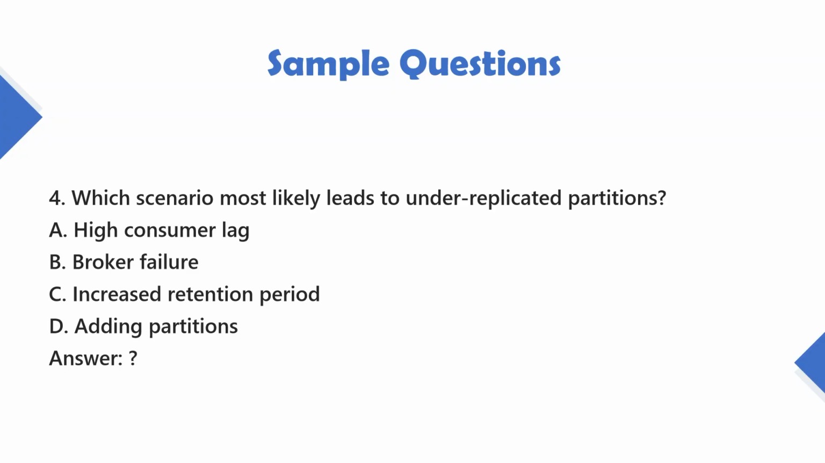4. Which scenario most likely leads to under-replicated partitions? A. High consumer lag. B. Broker failure. C. Increased retention period. D. Adding partitions.